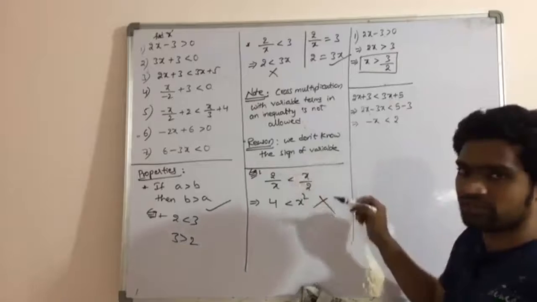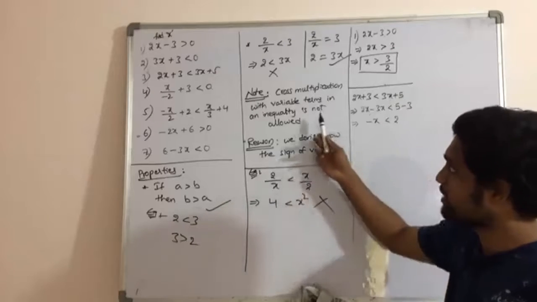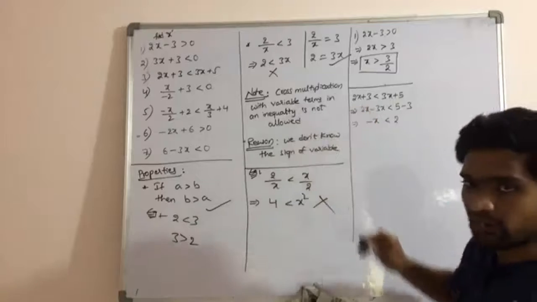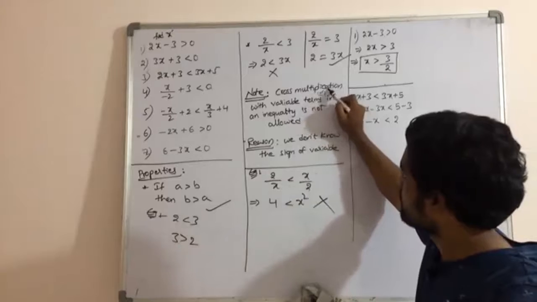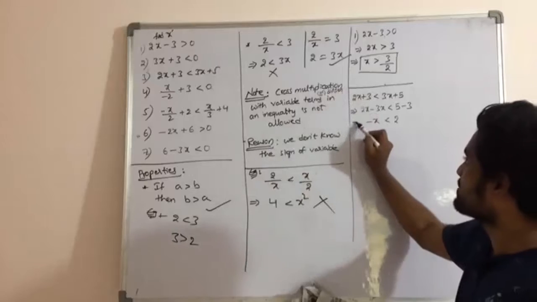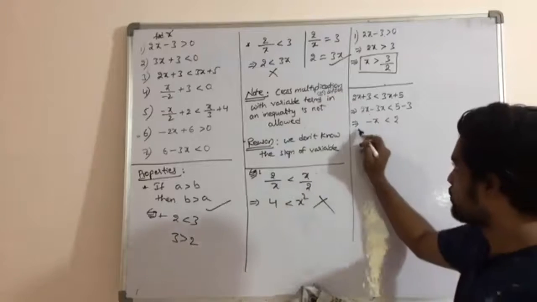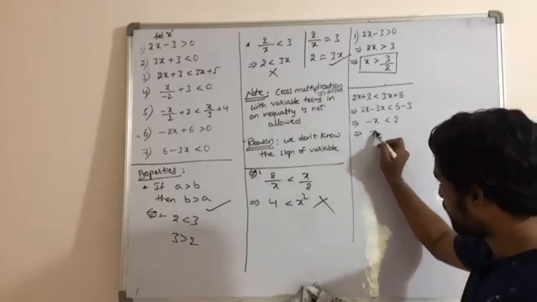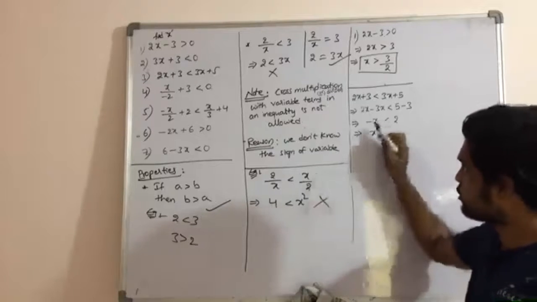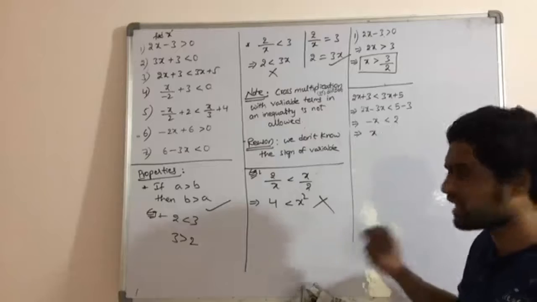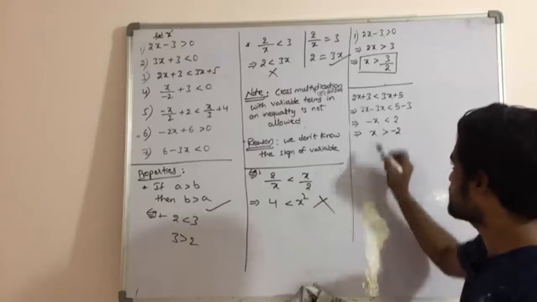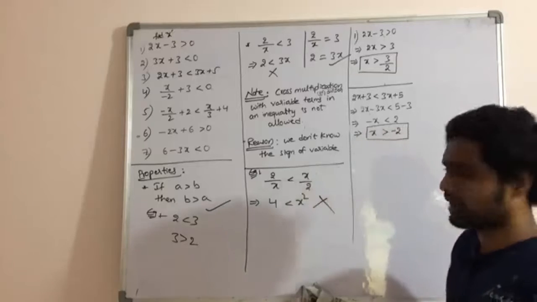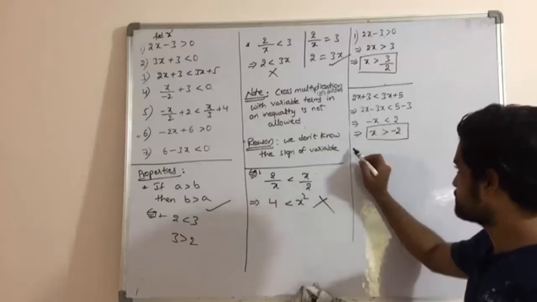Now coming to these inequalities, minus x is less than 1. So how to get x from minus x? You have to remove the minus sign, right? How to remove the minus sign? Multiplying with minus 1 on both sides. If you multiply with minus 1 on both sides, what happens to the inequality? It changes. So how do you get this? Multiplying with minus 1 on both sides, you will get that.